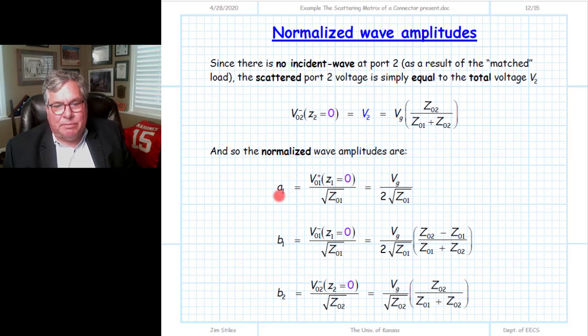For the normalized wave amplitude A1, the incident wave at port 1, using the result that we just found, Vg over 2, we get this result. Notice there's a square root of Z01 in there. For the scattered normalized wave amplitudes at port 1 and port 2, the B values, again, we know what the scattered wave voltages are. For example, we found this here, we insert it in, and we get these as the scattered wave amplitudes at port 1 and port 2.